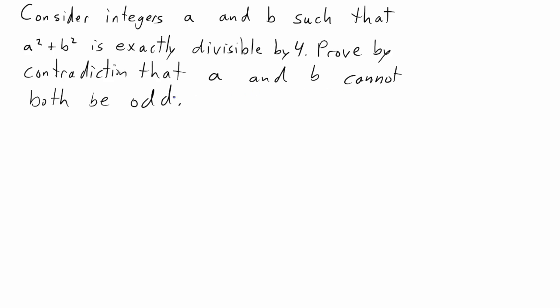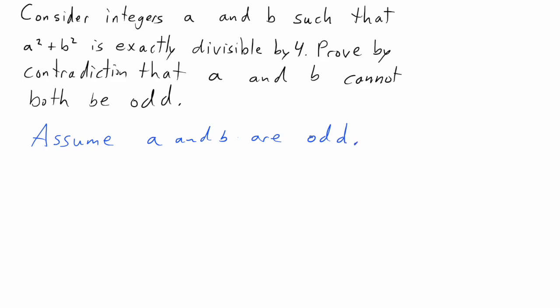And our assumption is going to be, we're going to be proving that A and B cannot both be odd. So our assumption is that they are both odd. Assume A and B are odd.